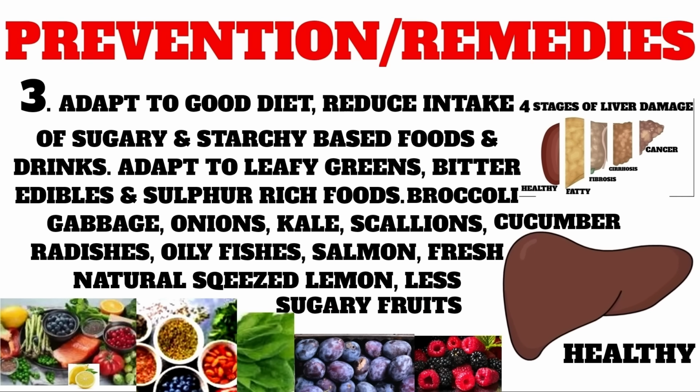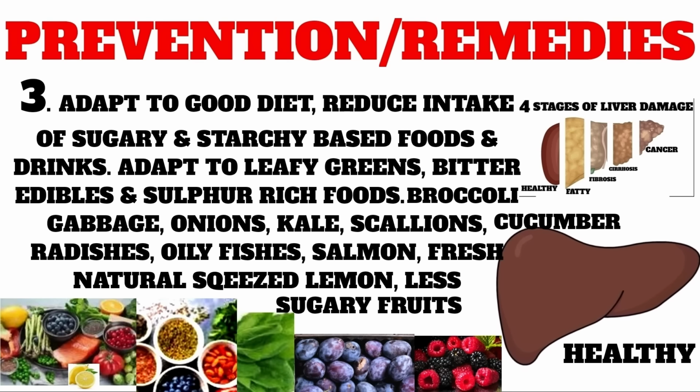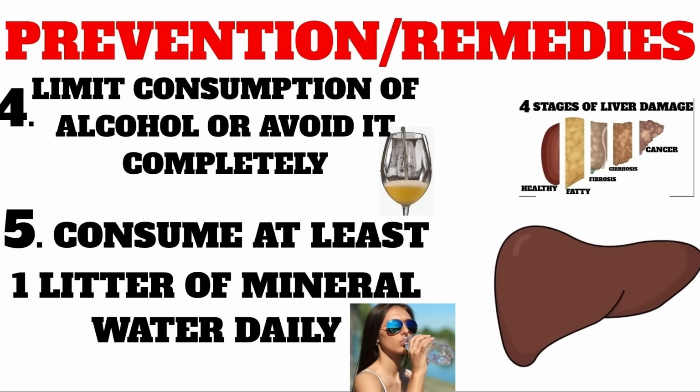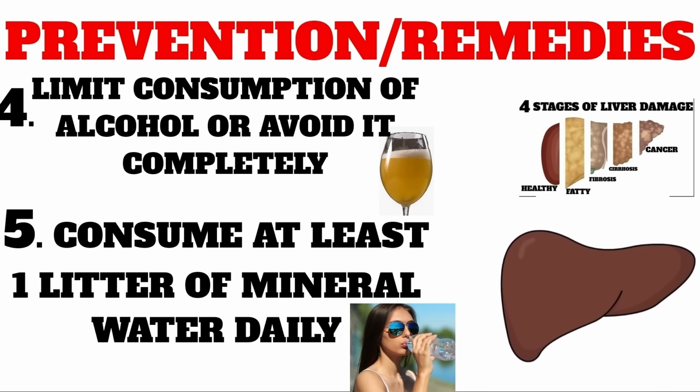Eating radishes, broccoli, cabbage, onions, scallions, salmon, oily fishes with natural squeezed lemon, moreover less sugary fruits, will be of good health. 4. Limit consumption of alcohol or avoid it completely. 5. Consume at least 1 liter of mineral water daily.